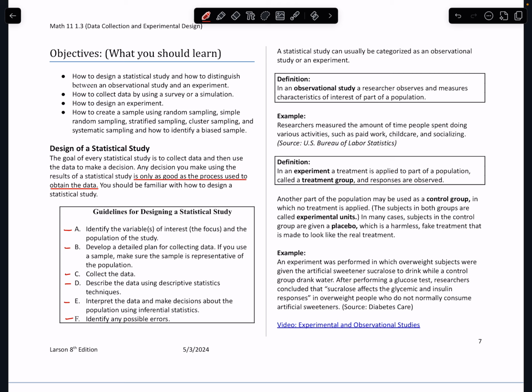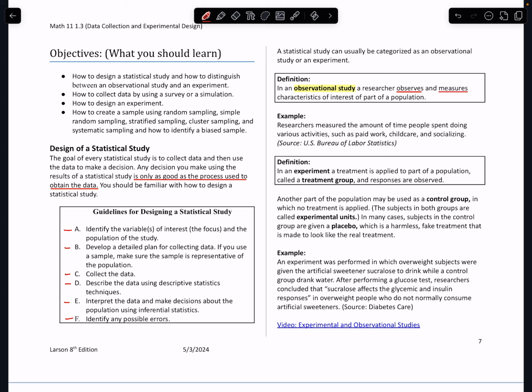And so a statistical study can usually be categorized as an observational study or an experiment. So first, an observational study is exactly what it sounds like. It is where the researcher observes and then measures characteristics of interest of part of a population, right? So it's literally you are just observing. You are not doing anything to anybody. You're just kind of standing back, collecting what's happening in real time.